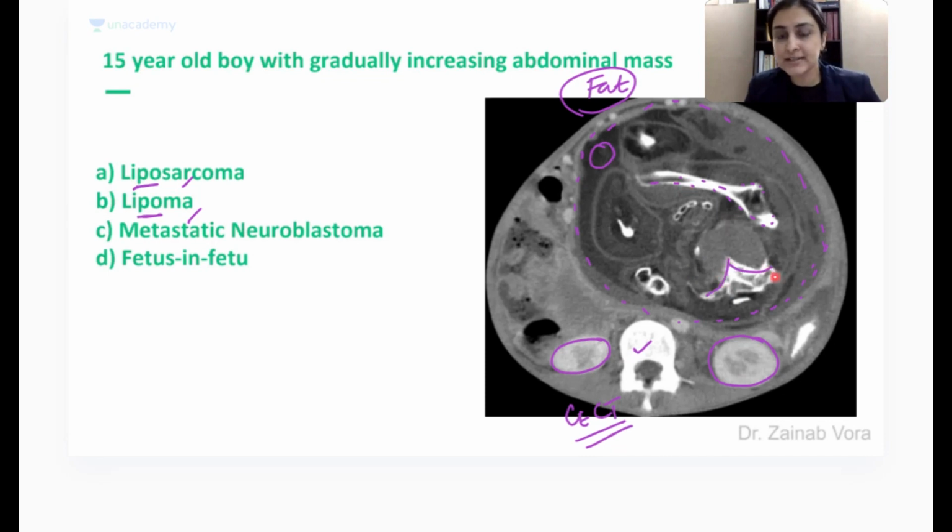There are bones here, things which are looking like skeletal remnants. Do you all agree? They look like skeleton remnants in this, right? So what are these? This is actually a very rare entity called fetus in fetu.